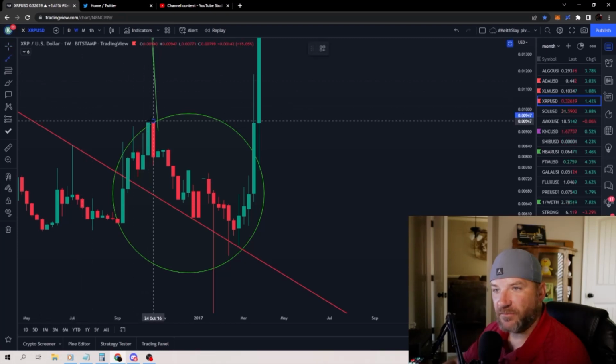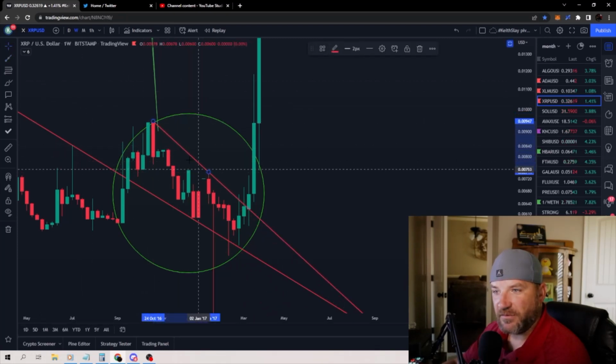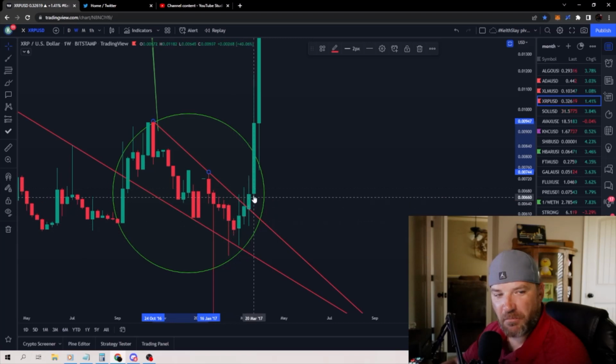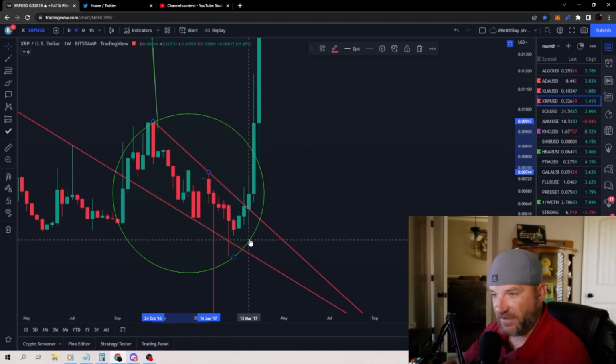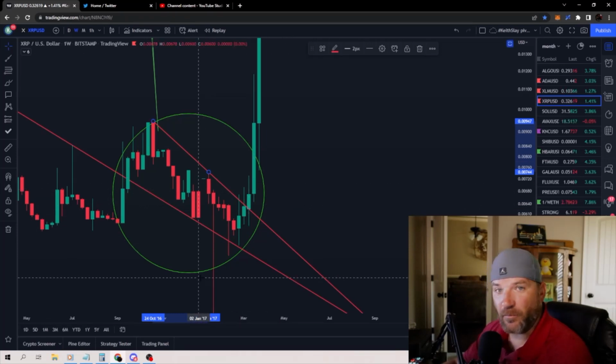Grab our ray tool, same thing to that little wick right there. And as you see, we broke trend right over here. This was indeed a falling wedge. And that trend broke, and when it broke, it took off, right? And we missed all that.